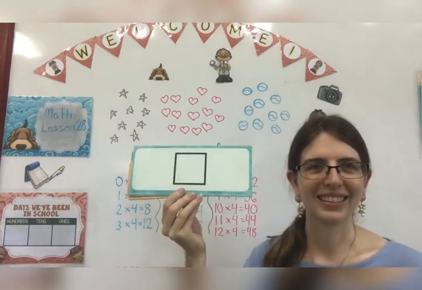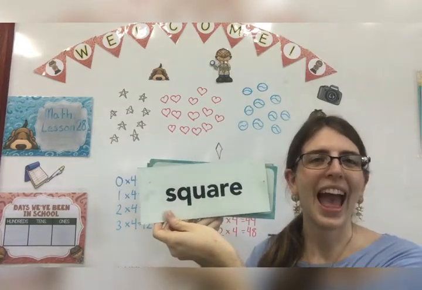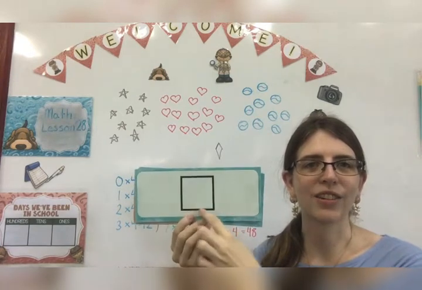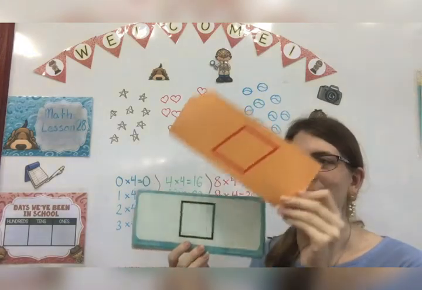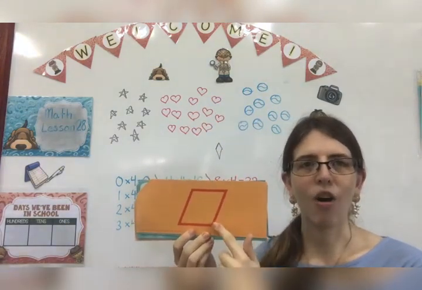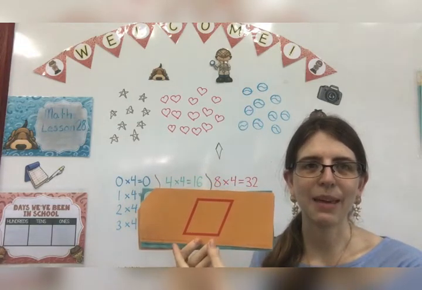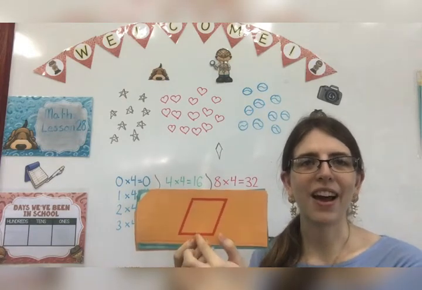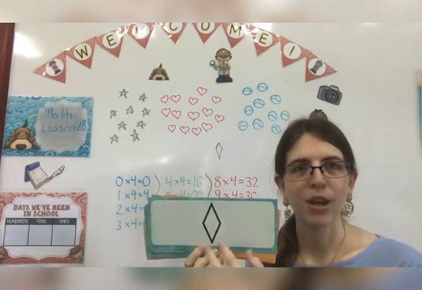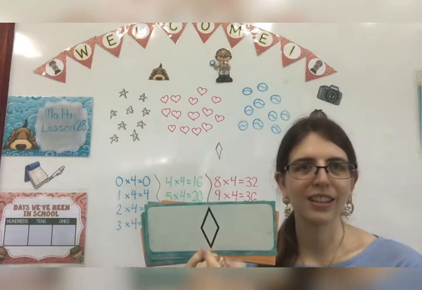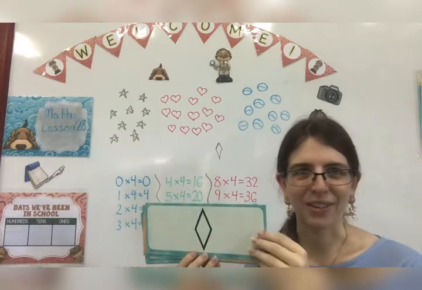What is this one? Square. Very good. Remember, a square has equal sides. Its sides are the same measure all the way around, and it's at right angles. For a rhombus, the sides are all the same, but it is not at right angles. So this side has the same length as this one, but it's not at right angles. For a diamond, the sides don't all have to be the same. Two of them will be the same size, two of them are not, and they are not at right angles.